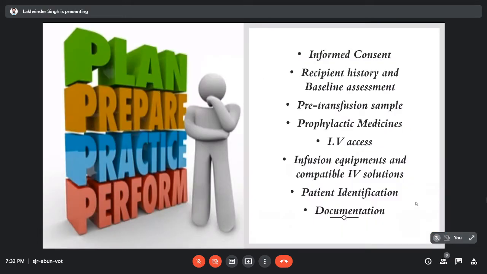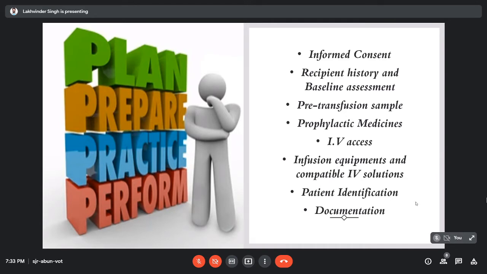Before we start the transfusion and give blood, there are some prerequisites. We have to plan. We are going to give this patient a transfusion, so what are the prerequisites? We have to prepare the patient, and the person who is giving the transfusion should be an expert in it, and then he or she should give the transfusion.